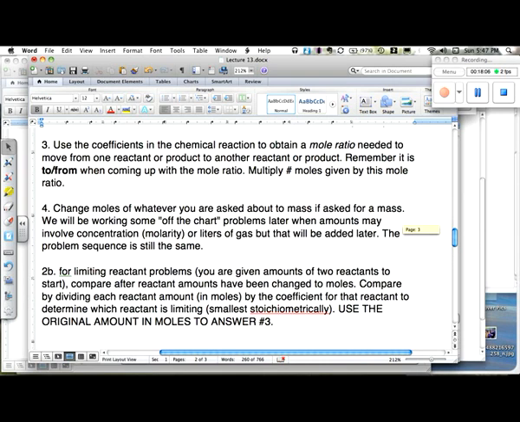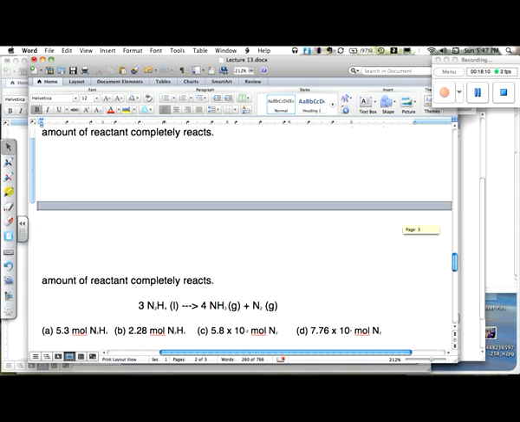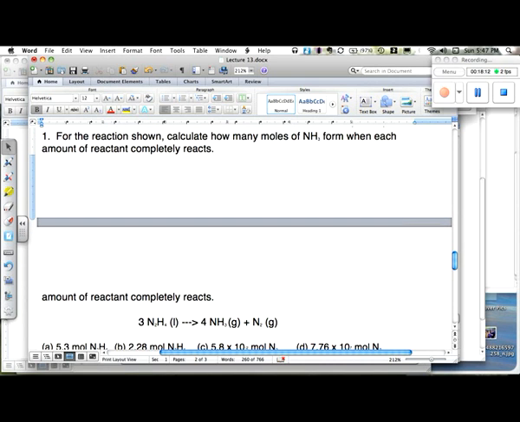So we need to learn how to do that mole ratio. All right, so I have a chemical equation right here. The question is, for the reaction shown, calculate how many moles of ammonia form when each amount of reactant completely reacts. Looks like I got that twice, so let me get rid of that.